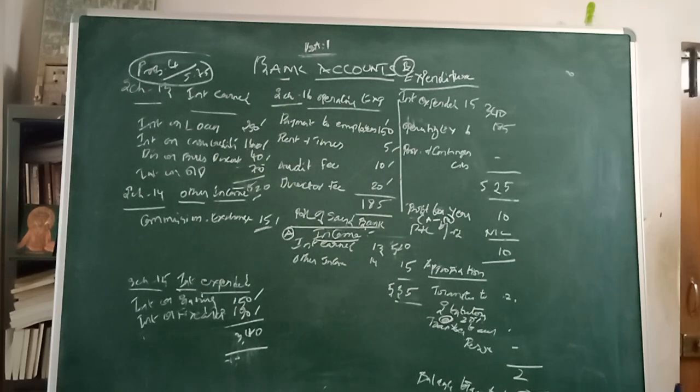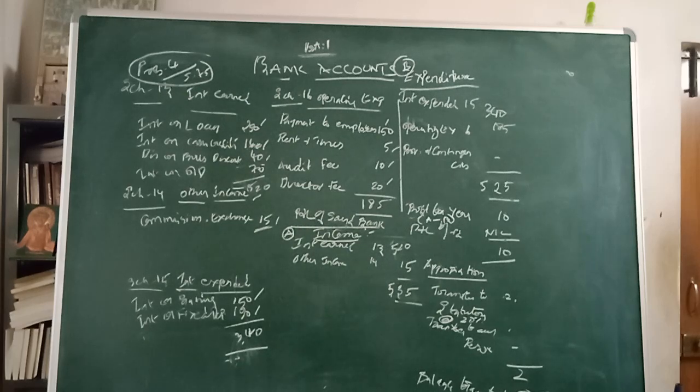Then another one, audit fees and director fees. Both items are operating expenses. Obviously, those should be in schedule number 16, operating expenses. Then rent, taxes and insurance. This is also taken in schedule number 16, operating expenses. Now we have taken all the information accounted in the respective schedules.